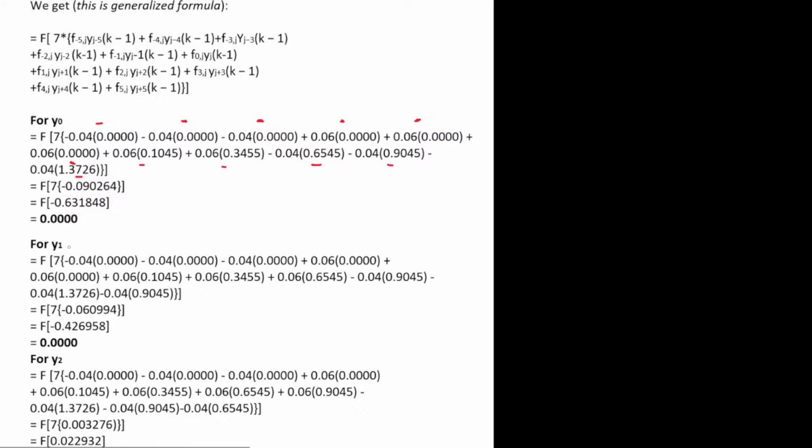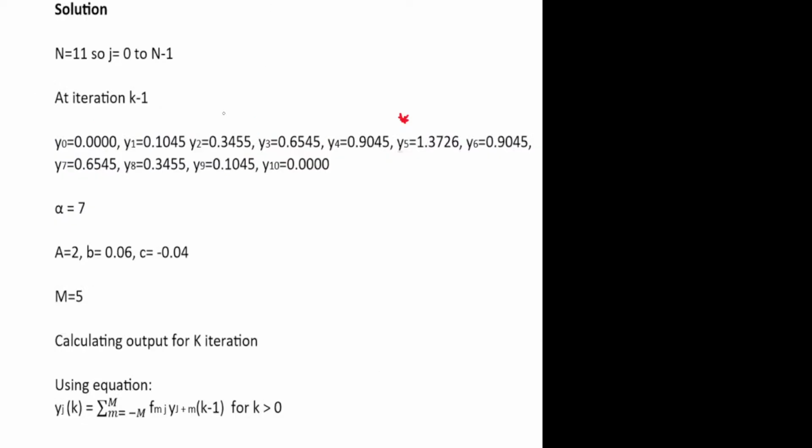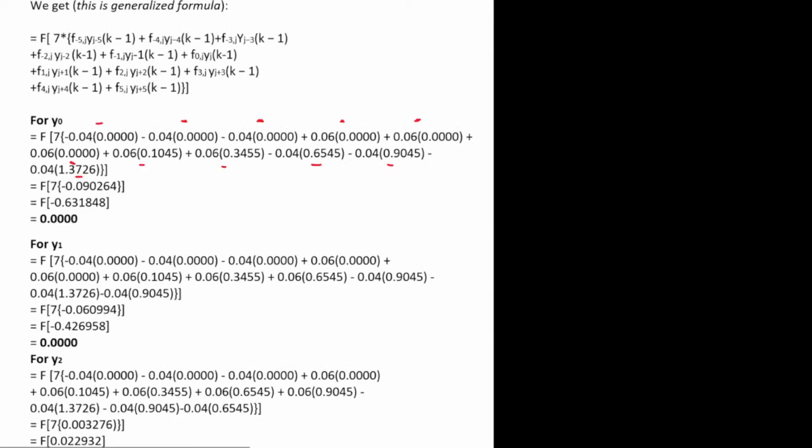And when we go to y1, we do the shift. If y0 started from -5, then for y1 it's going to start from -4, and it's going to end at the next number. -4 to 6, because in total we are going to have 11 digits. So -4 to 6 is going to be the range. As you see, the 0.94045 will be our last number here.